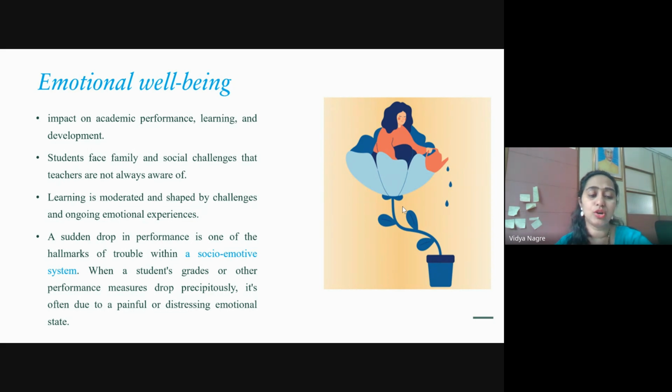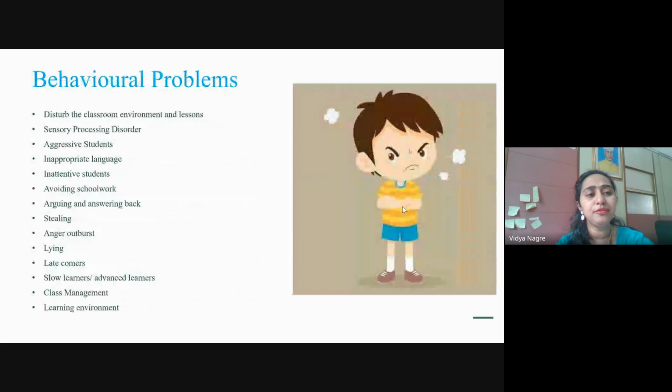For example, a sudden drop in performance is one of the hallmarks of trouble within the socio-emotive system of a student. When a student's grades or performance measures drop precipitously, it's often due to a painful or distressing emotional state. That might be some financial condition, some family issue, bullying, or some depression-related issue. It might also be a biological issue, some vitamin deficiency, or some hereditary issue. Depression can also be hereditary, right? It can be anything, but you have to make sure that you identify the problem.